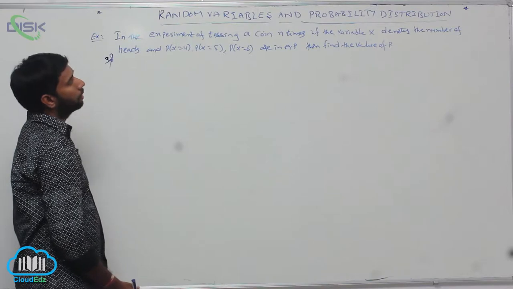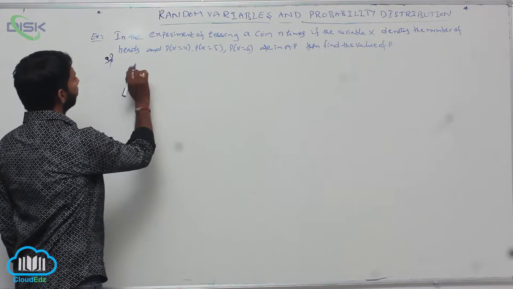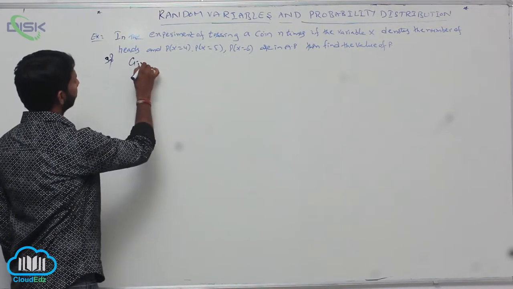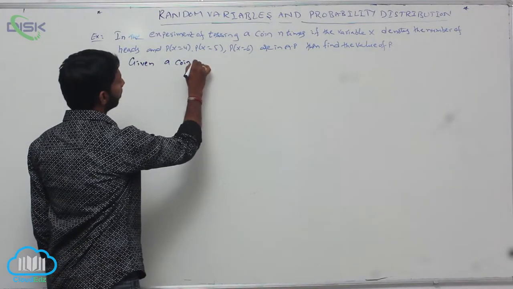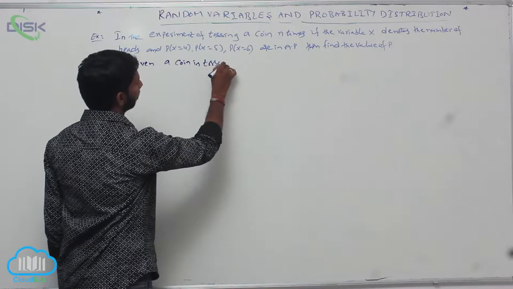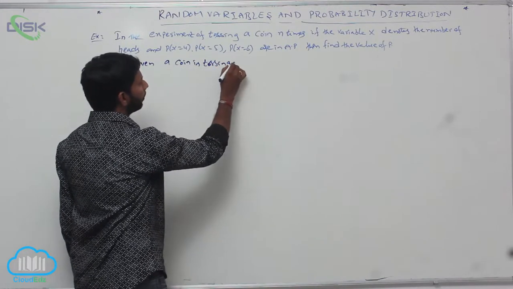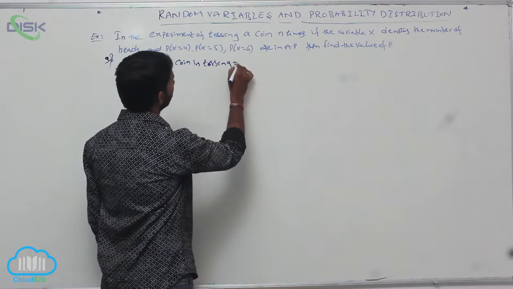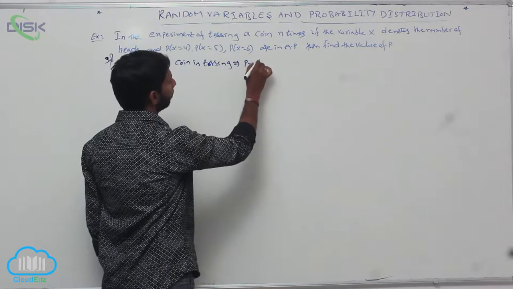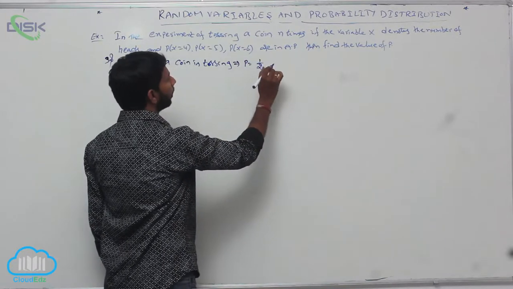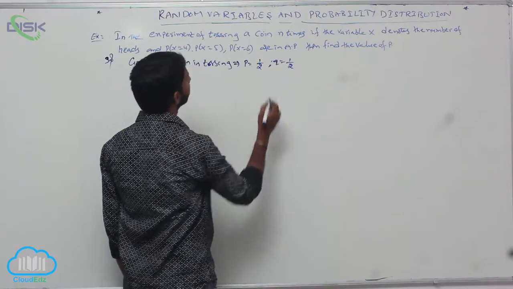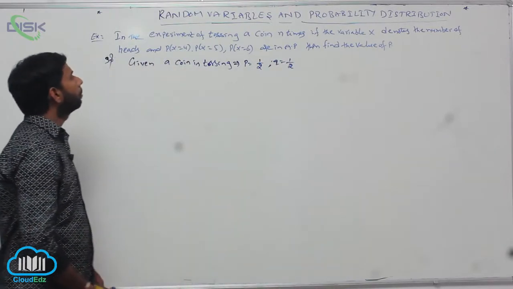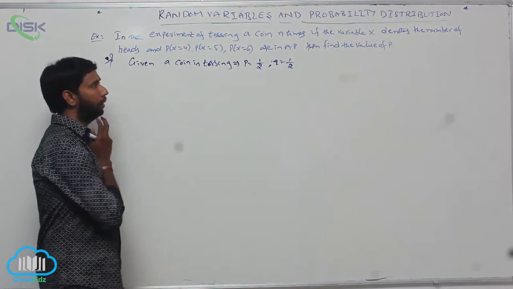Given a coin is tossed, it implies the probability for head is equal to 1 by 2, and the probability for tail is equal to 1 by 2. P is equal to 1 by 2, Q is equal to 1 by 2.